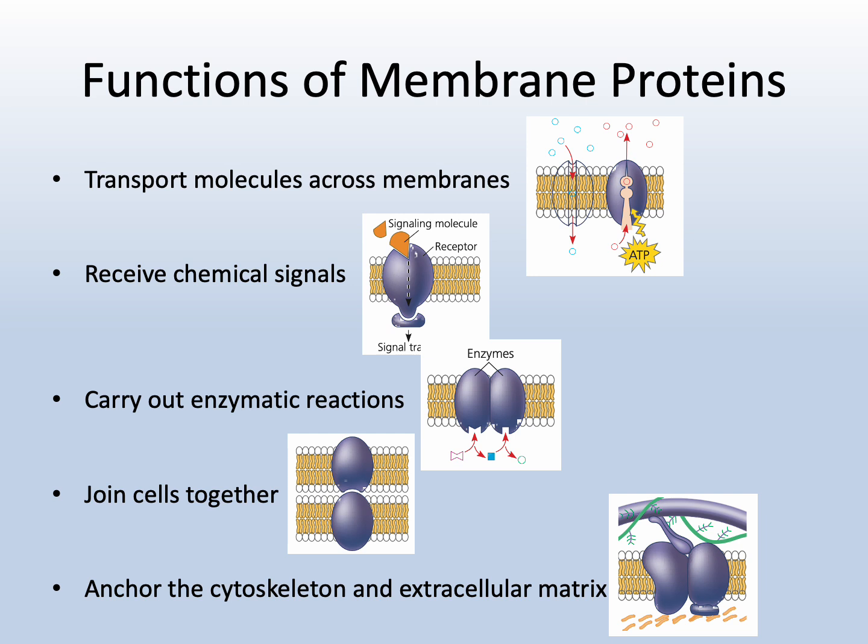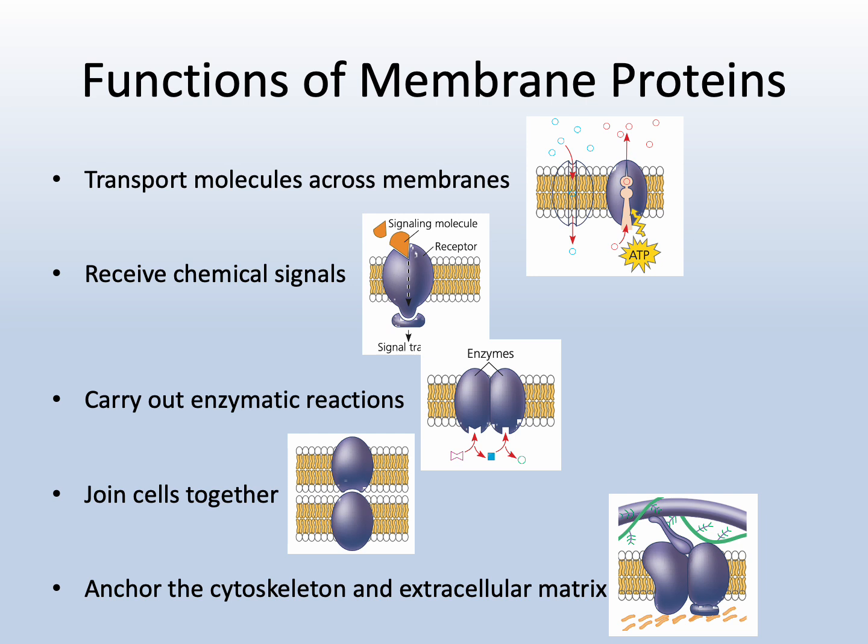Some membrane proteins function as enzymes, speeding up important chemical reactions right at the membrane surface. Membrane proteins can also join neighboring cells together, helping form tissues and keeping cells organized. Without these connections, many tissues in your body wouldn't stay intact.